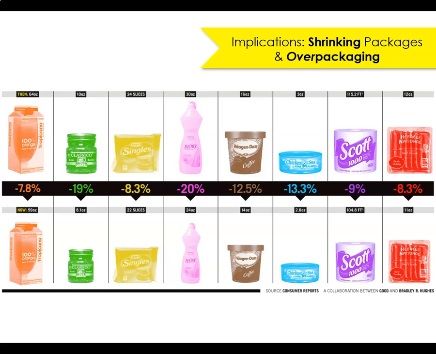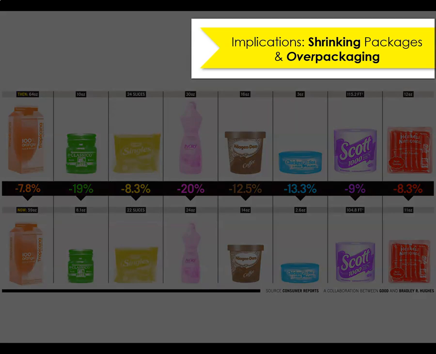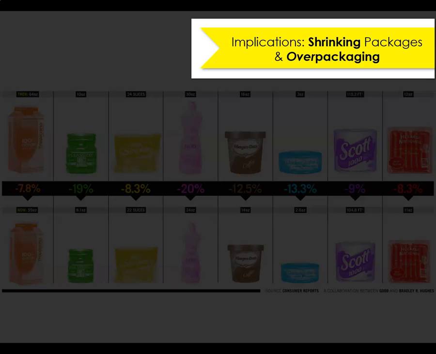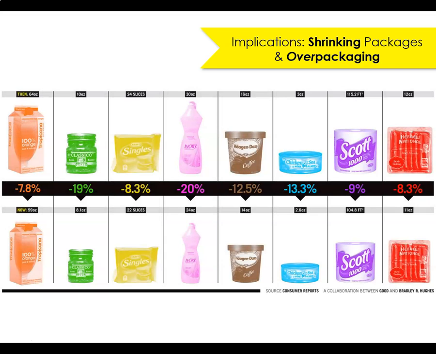You might find it interesting to realize that some brands really love it when nominal decision-making occurs, especially if that nominal decision-making is in favor of their brand. As a result, the implications here are shrinking packages and over-packaging. That's why you might see your favorite brand across a number of years be sold at the same price, but maybe you're getting less content.